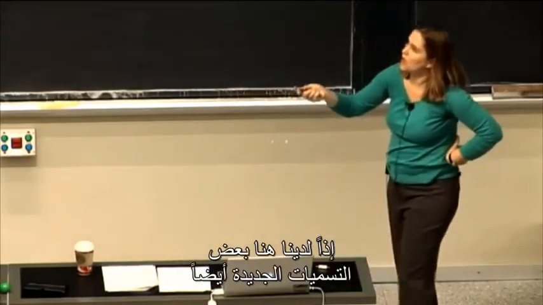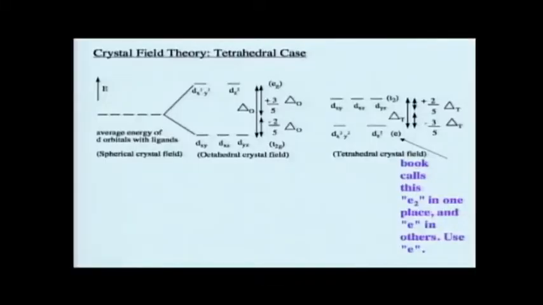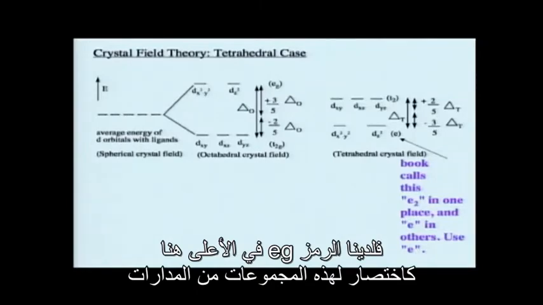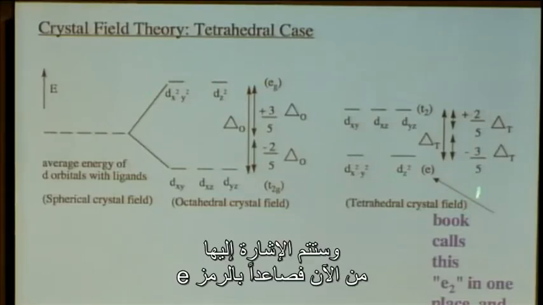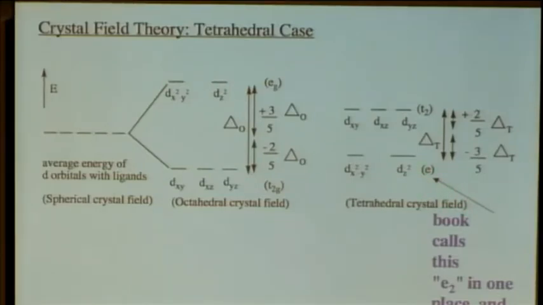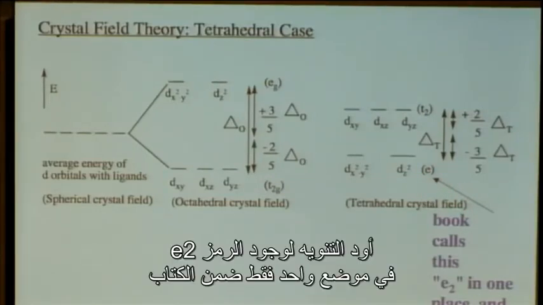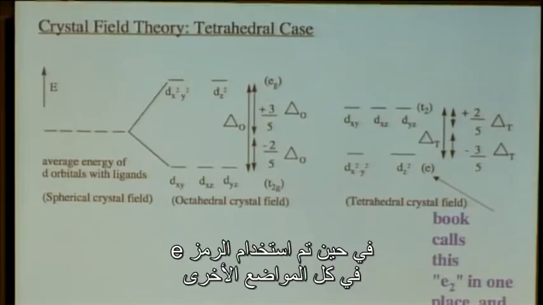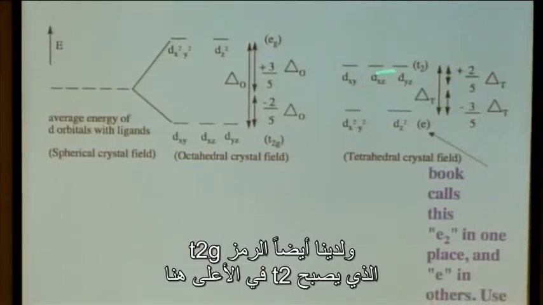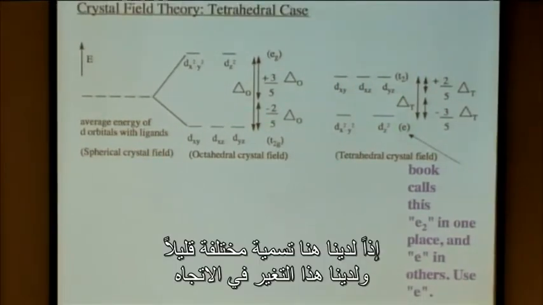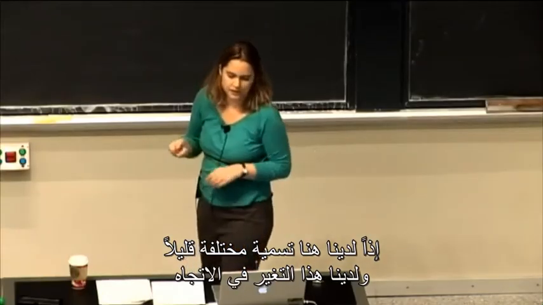So we have some new labels as well. We had eg up here as an abbreviation for these sets of orbitals, and now that's just referred to as e. Notice the book in one place has an e2, but uses e in all the other places, so just use e. The e2 is a mistake in the book. And then t2g becomes t2 up here. So we have this slightly different nomenclature, and we have this flip in direction.